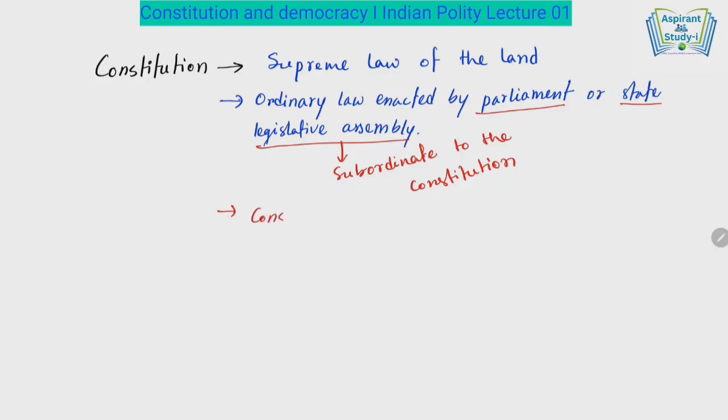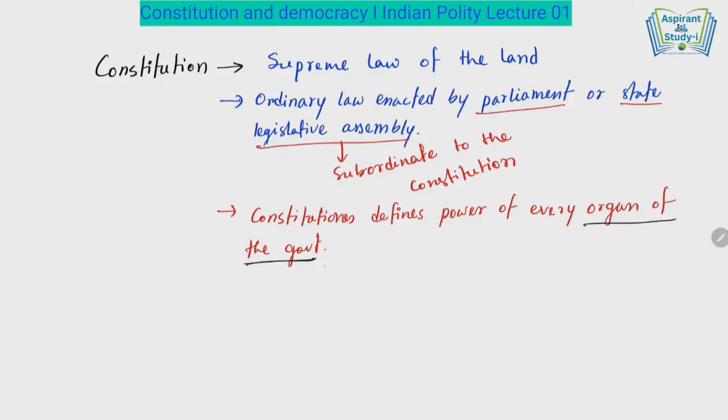So, constitution defines the organs of the government. It means there are three organs of the government. First one is legislative, second one is executive, and third one is judiciary.